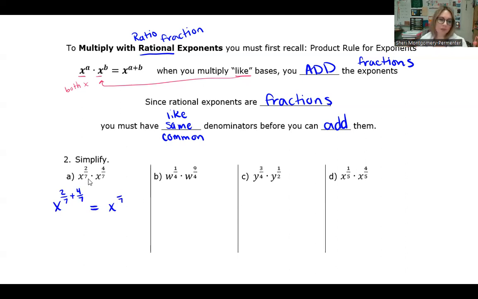Yes. We do all this work to make sure that the bottom is the same. Don't change it. So it will be a denominator of 7. And so we will add the top. 4 and 2 is 6. Bam, done.